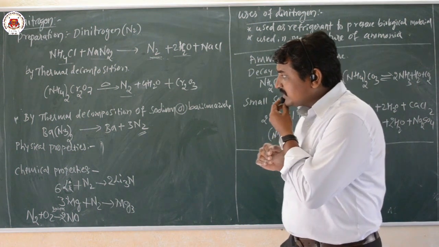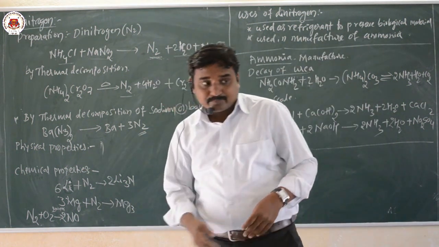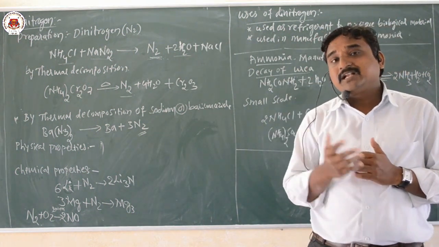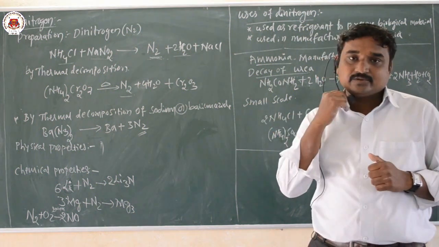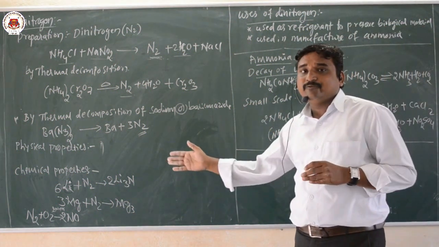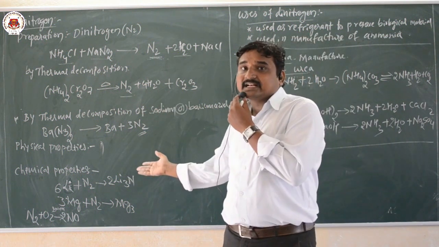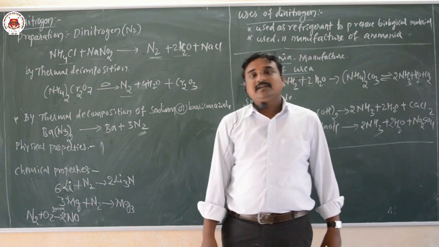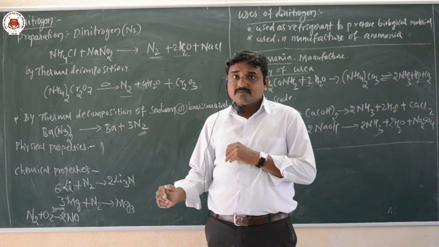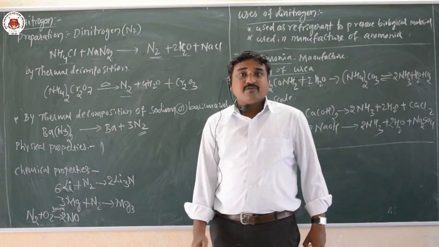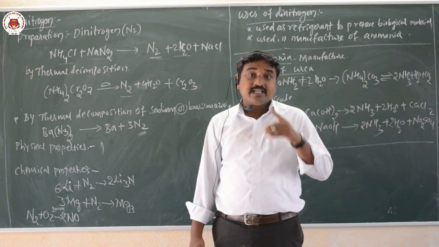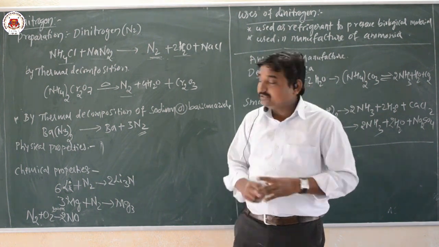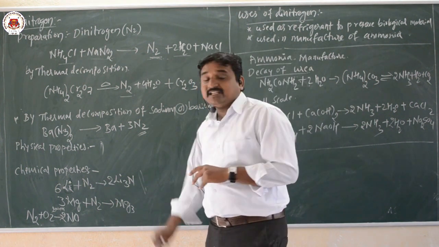Now the next topic is chemical properties. Dinitrogen reacts with metals and forms nitrides. I have taken the reaction of lithium with dinitrogen, which gives a nitride, and one more example, magnesium. Magnesium reacts with dinitrogen to give a nitride. When they react with metals, they form ionic nitrides. When they react with non-metals, they form covalent nitrides.